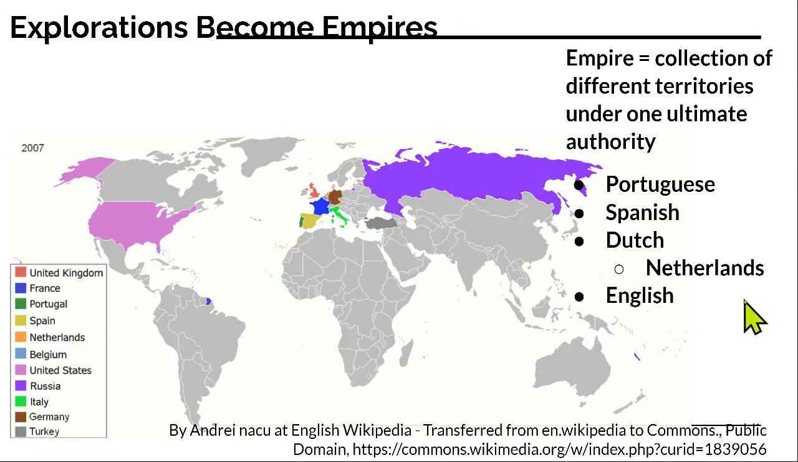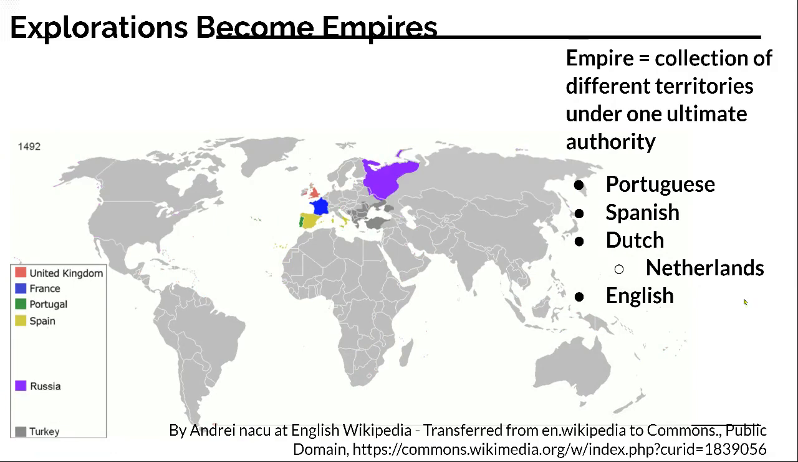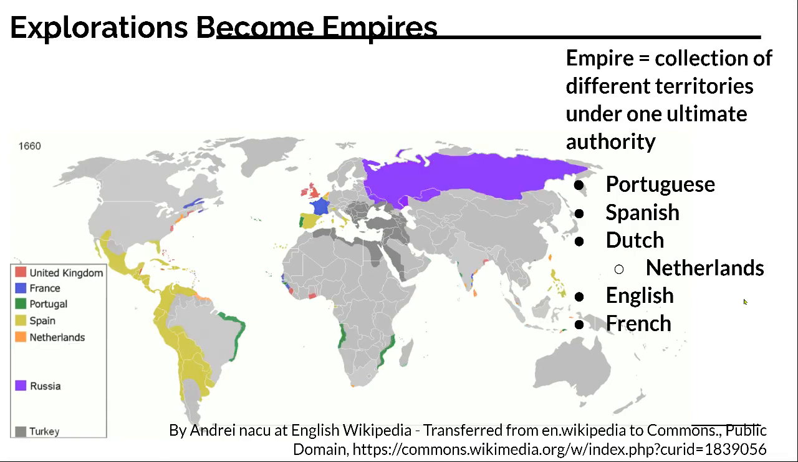Then we will look at the English, who will later become the British, just to keep things confusing. Actually, the Brits didn't do that on purpose. Politics just changed in the British Isles. Then the final empire we will consider will be the French.